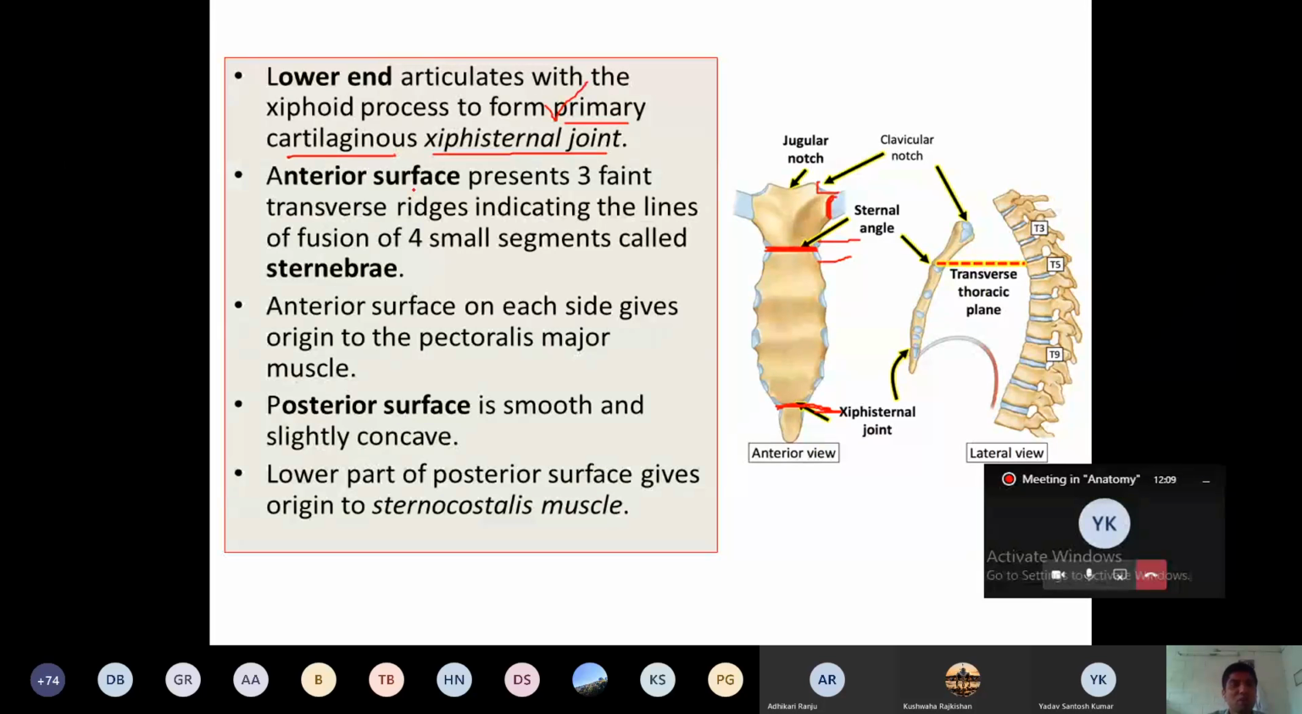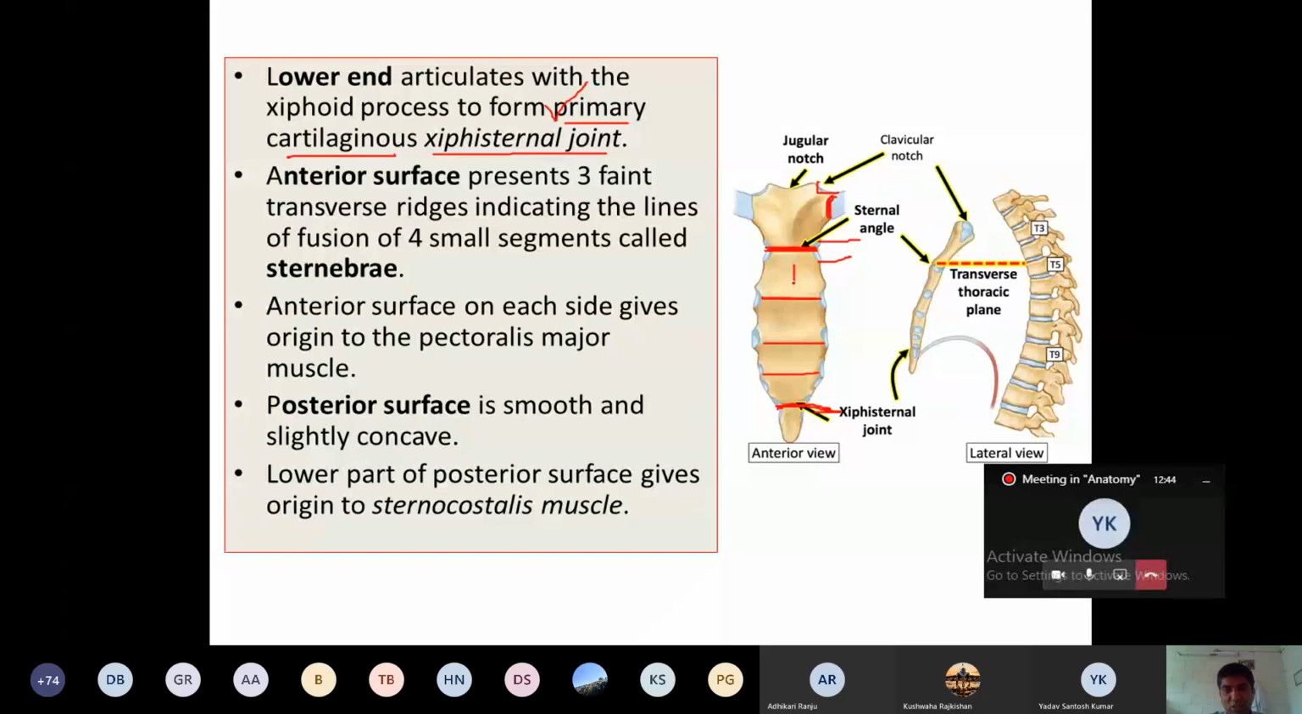Now see here, the anterior surface of the body presents three faint transverse ridges. Here you can see: this is one ridge, this is another ridge, and this one is another ridge. I have drawn red lines at the place of the ridges. These faint ridges separate the four small segments which are fused together to form the body of the sternum.